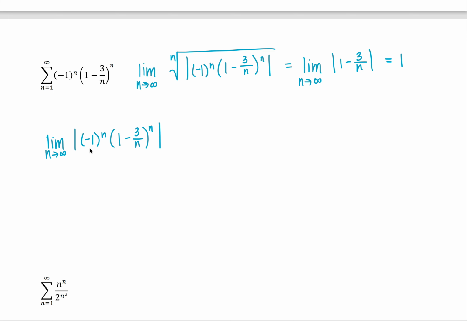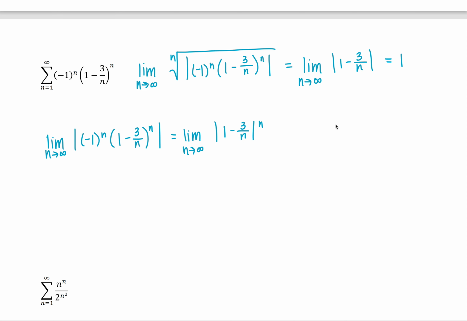So we have (-1)^n in the absolute value bars, which again, the absolute value bars are just going to turn that into a +1, so we don't need to worry about that first part. We're going to focus on the second part here. So we're looking at the limit of the absolute value of (1 minus 3 over n) to the nth power.